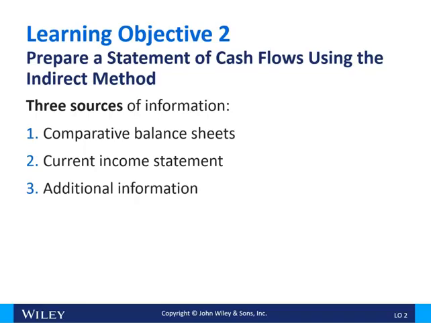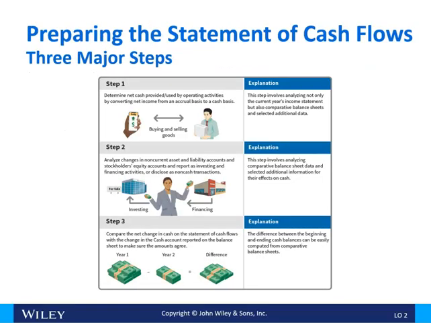The current income statement, so it's the income statement for the same period that we're doing it. So if we're doing it for a year, we need the income statement for that year. And then we need some additional information that we can't get off of the balance sheet or the income statement. That is going to include things like selling or buying plant assets, issuing stock, paying dividends, that type of stuff. So we'll see examples of those as we go through.